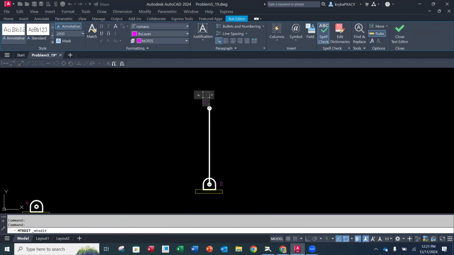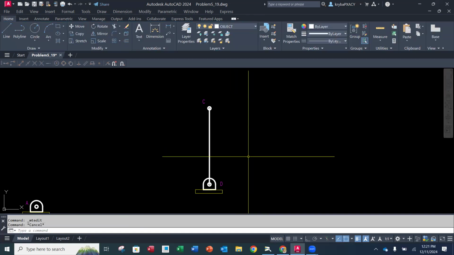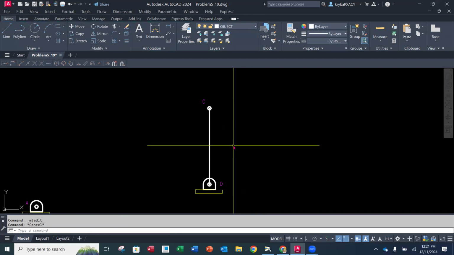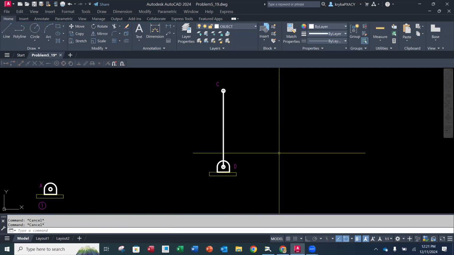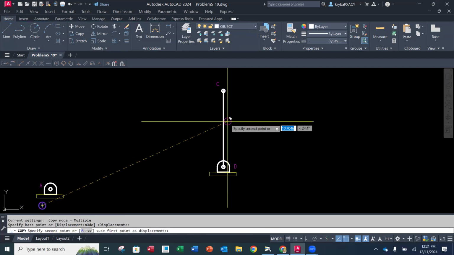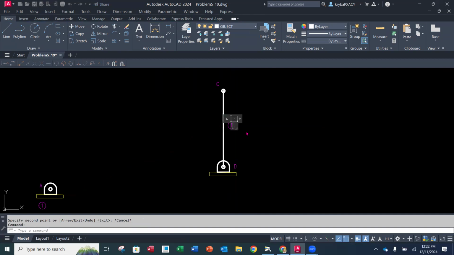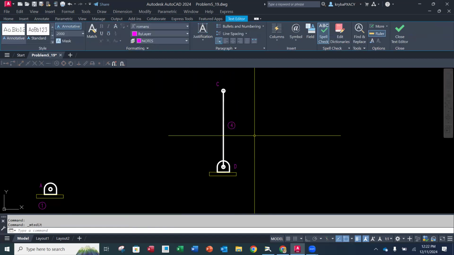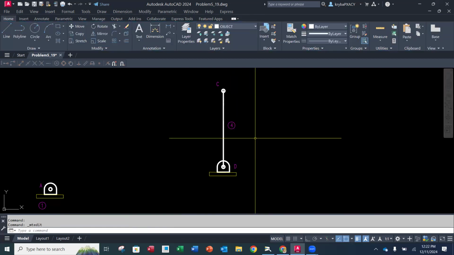Capital C, there we go. And this is link number 4. So I'm going to grab my link 1. I'm going to copy this over, and this is link number 4. Okay. All right. Now, we are now going to draw the throw angle.